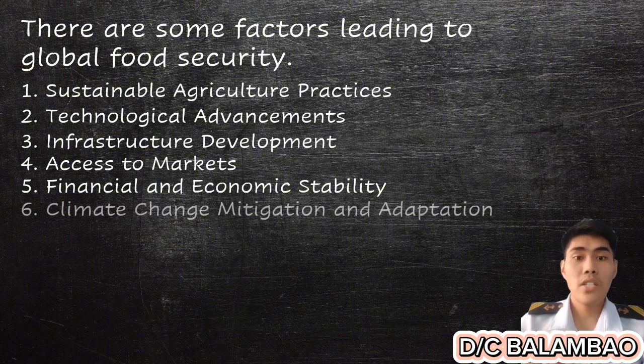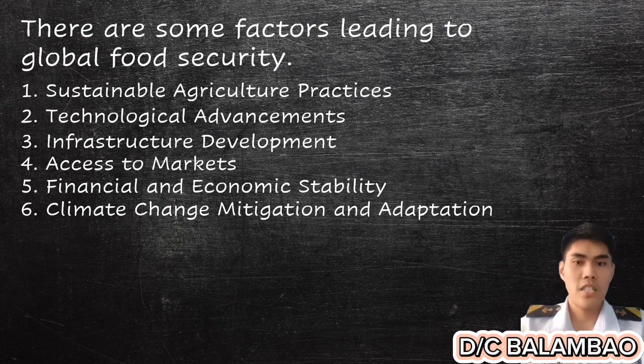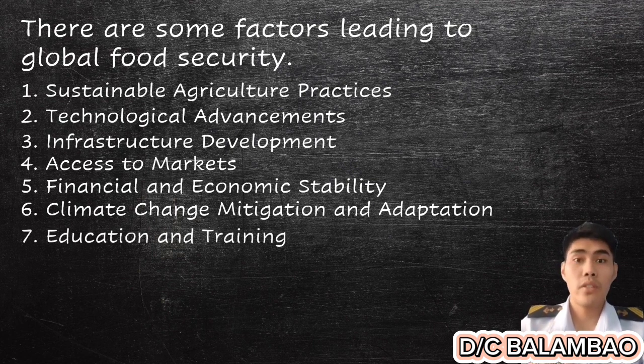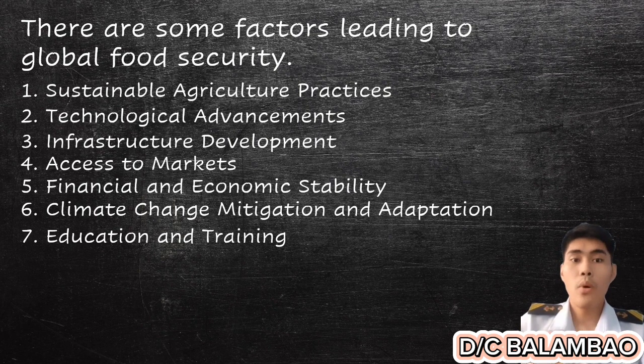And the next one is climate change mitigation and adaptation. These strategies address and adapt to climate change, such as resilient crop varieties and sustainable water management practices, which are crucial for maintaining stable food production in the face of environmental challenges. So the next one is education and training. This provides farmers with access to education and training programs, enhancing their knowledge and skills, enabling them to adopt more sustainable and productive farming methods.